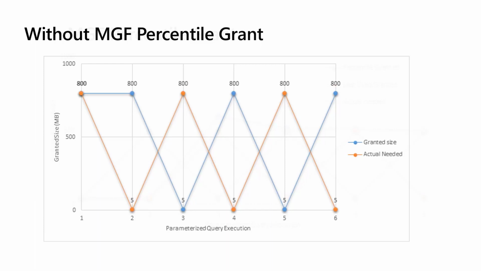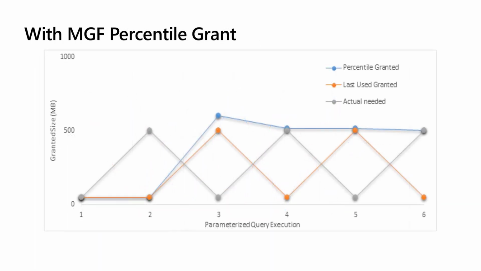So by only looking at the single previous execution, you can end up in a pathological scenario of alternating between high and low requirements and being completely out of phase with high and low grants. Memory grant feedback prior to SQL 22 can detect this scenario and self-disable, but what we wanted to do was to introduce percentile grant feedback to avoid the situation. Percentile grant feedback looks at more of the history of the execution.